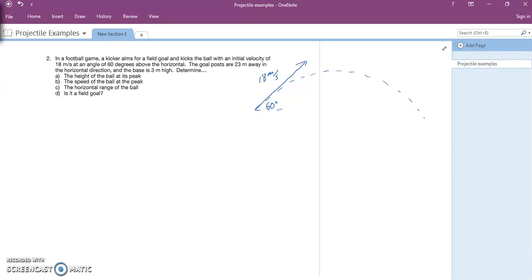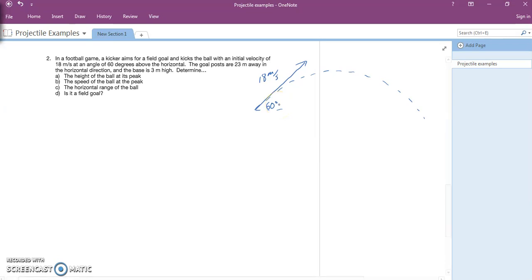Okay, now for the football example. This is a little bit different. It's an angled projectile. So we're starting off with our initial velocity up at an angle, 60 degrees in this case. We're told the ball is kicked at 18 meters per second at that 60-degree angle, and then we're asked to find a few things here.